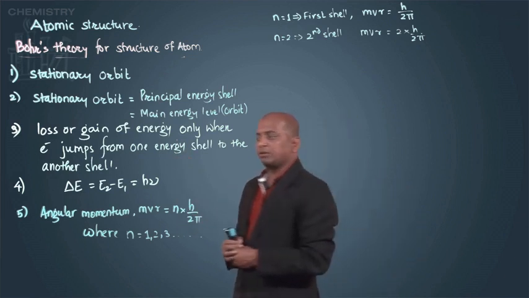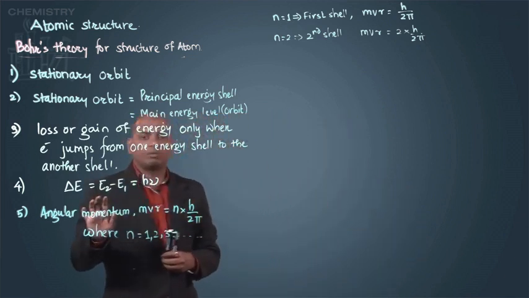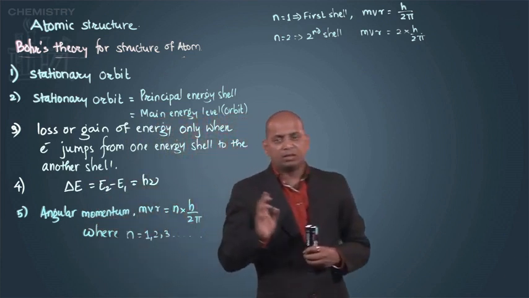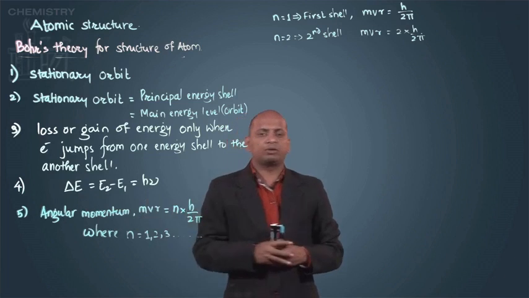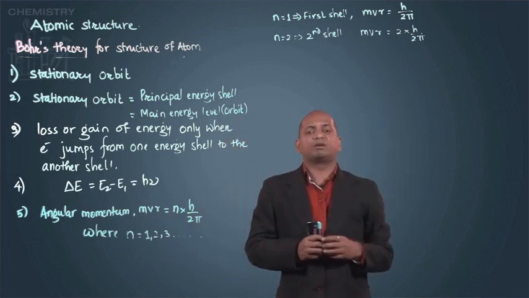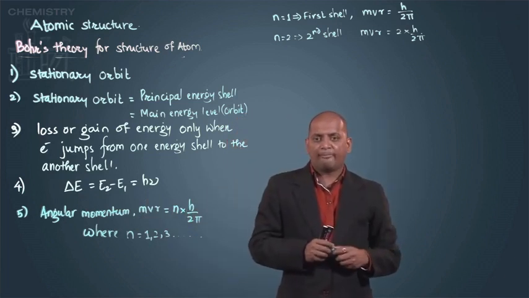What we have to remember over here is delta E, that is the energy difference, is equal to h nu. This we have to remember. Okay.